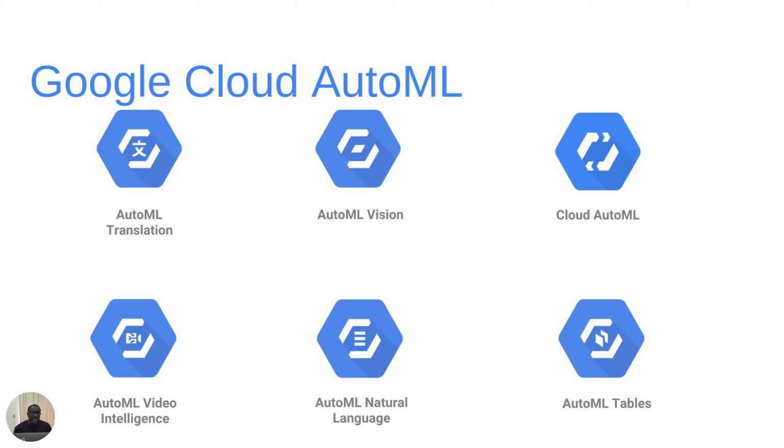So AutoML will take your data, it will search through a number of pre-trained machine learning models, and then it will carry out a bunch of activity: hyperparameter tuning, neural architecture search, and things like that.